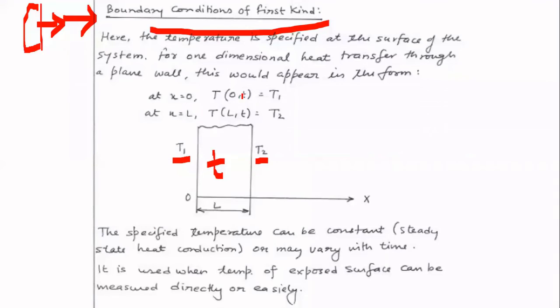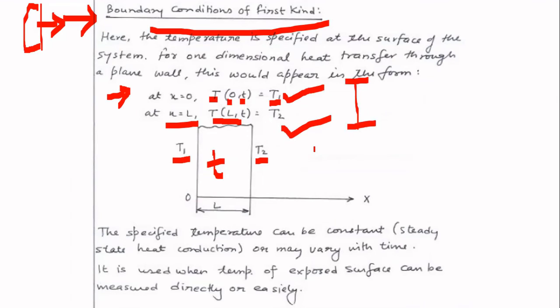So we write the boundary condition like this. At x equal to 0, the temperature at x equal to 0 and time t is T1. Again at x equal to L, the temperature is T2. So whenever the temperature values are given to you, this particular boundary condition is called boundary condition of first kind.